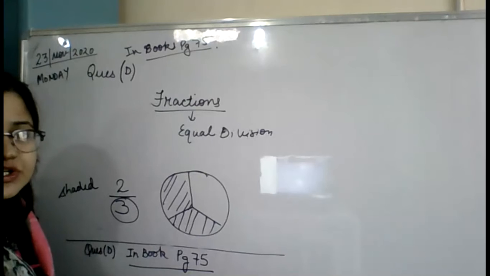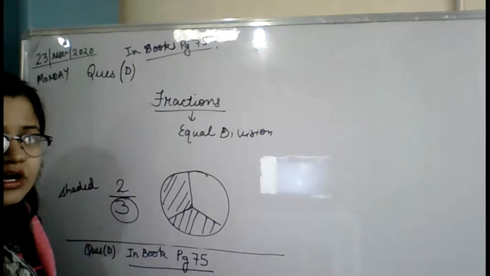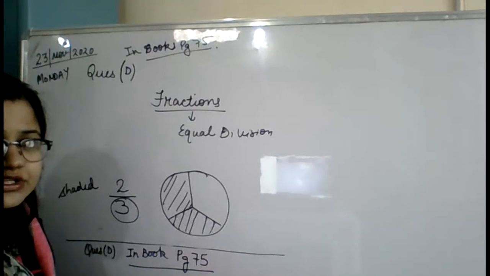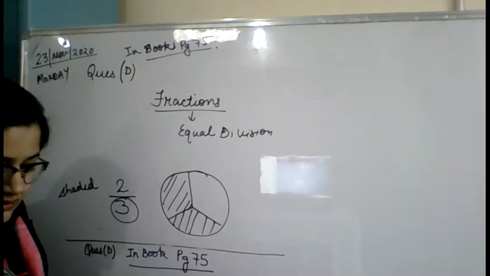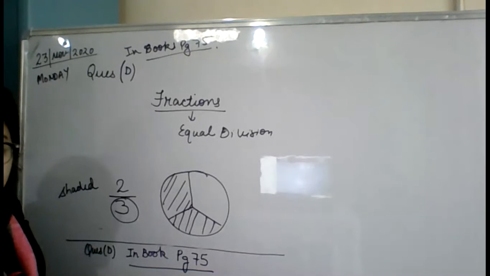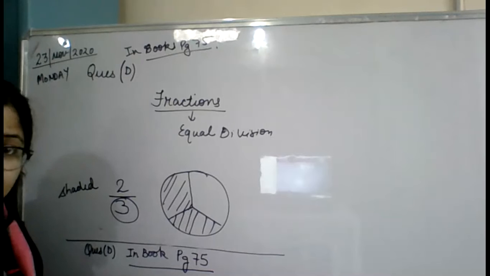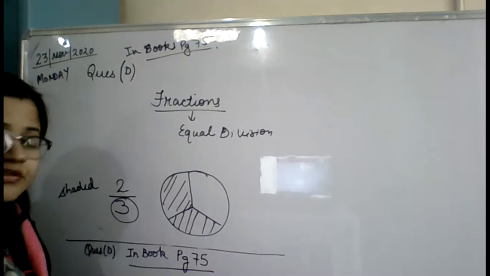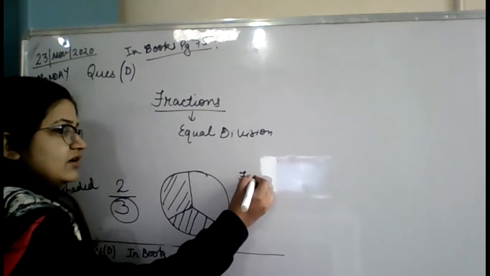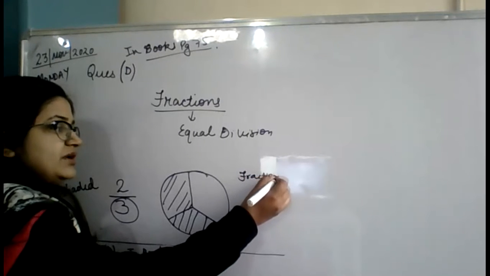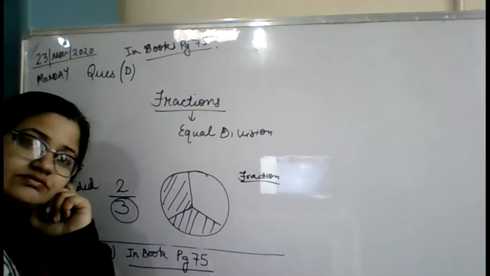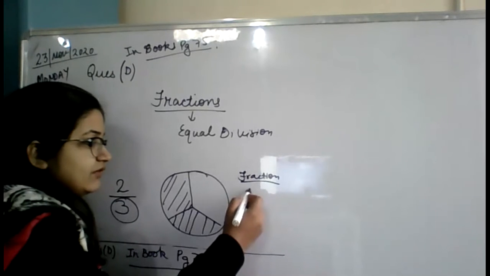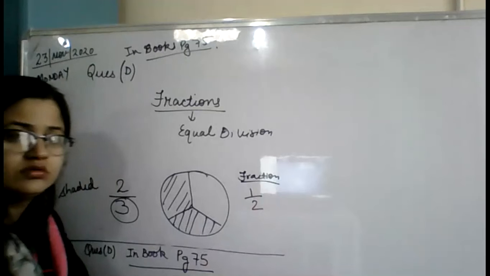how much part is non-shaded, Anushka? Tell me quickly. How much part is unshaded, not shaded? Anushka, tell me. Ma'am, 2 parts. No, Anushka, I'm asking, 2 parts is shaded, 1 part is not shaded. Beta, what is the fraction for this? Ma'am, 1/2.